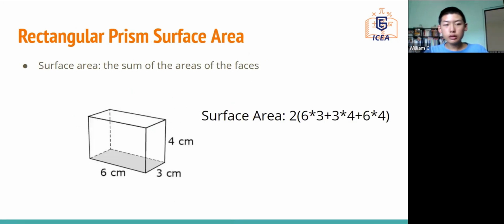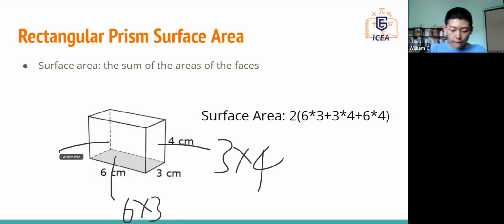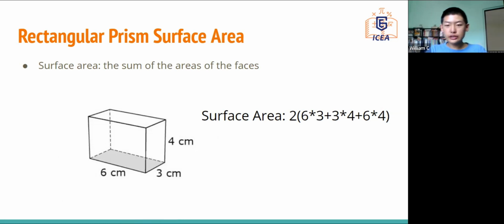Now let's talk about the rectangular prism. The surface area is the sum of the areas of the faces. In this case, it's 2 times 6 times 3, which is the bottom face, plus 4, which is the side face, plus the front and back face. Notice that there are 2 of each of these faces on the shape.